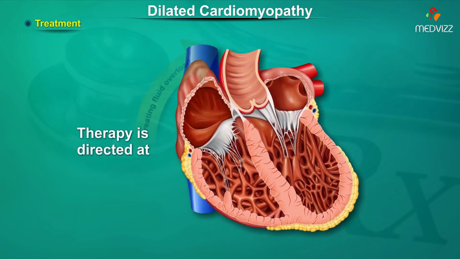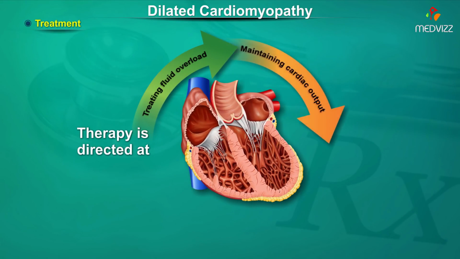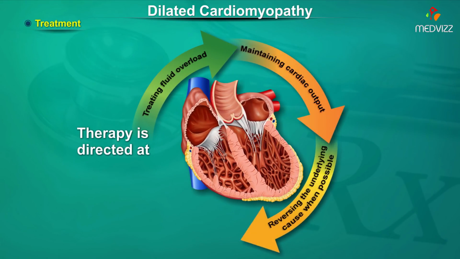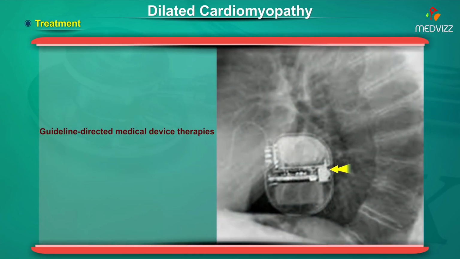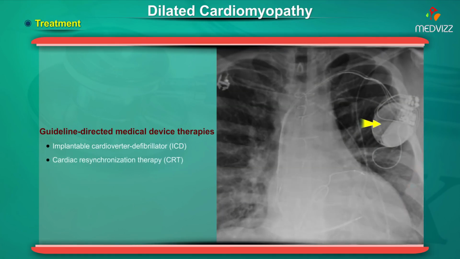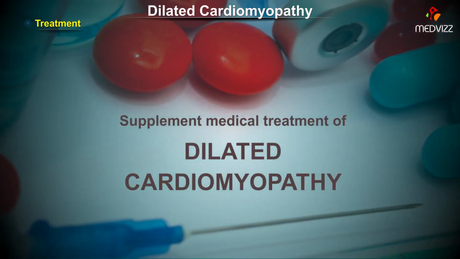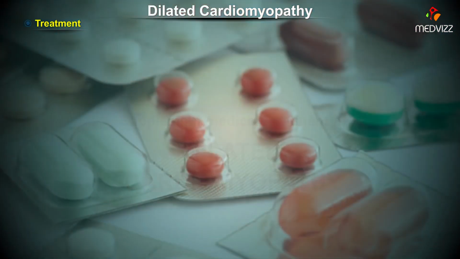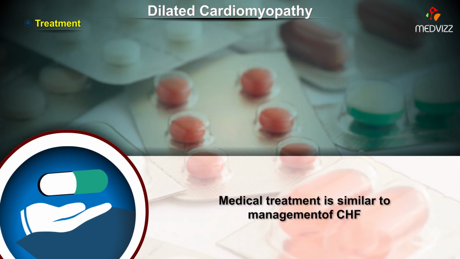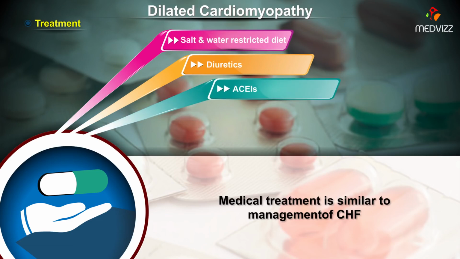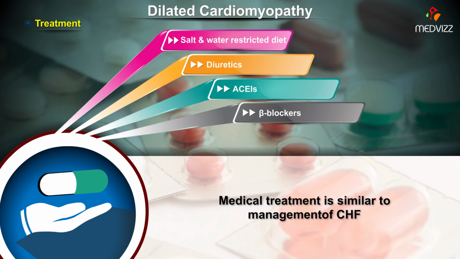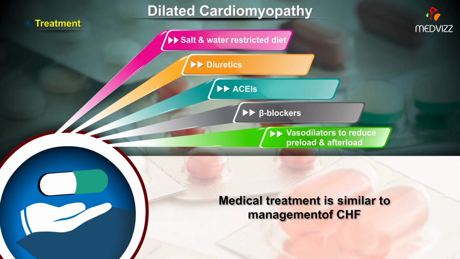Therapy is directed at treating fluid overload, maintaining cardiac output, reversing the underlying cause when possible, and preventing disease progression and complications. Guideline-directed medical device therapies, including implantable cardioverter defibrillator and cardiac resynchronization therapy, supplement the medical treatment of dilated cardiomyopathy. Medical treatment is similar to management of congestive heart failure, with salt and water-restricted diet, diuretics, angiotensin-converting enzyme inhibitors, beta blockers, and vasodilators to reduce preload and afterload.